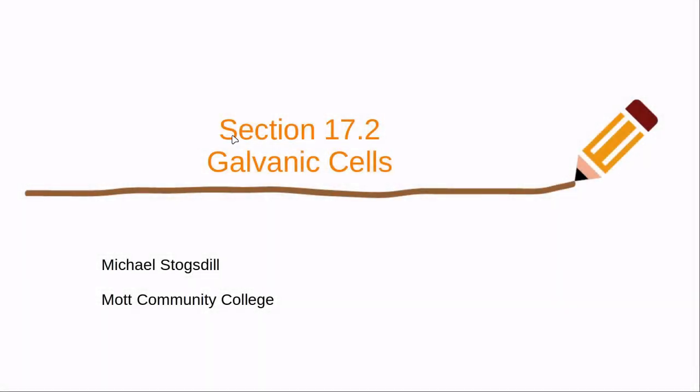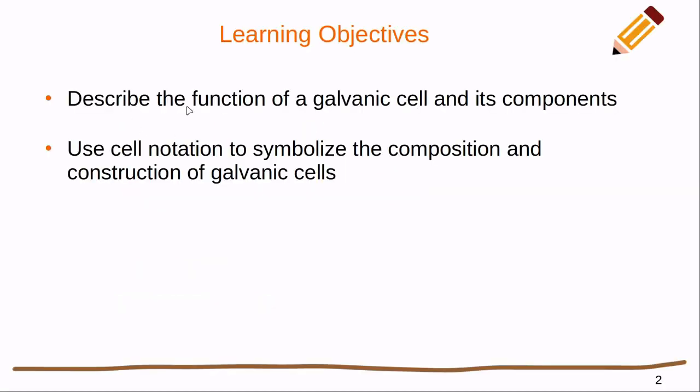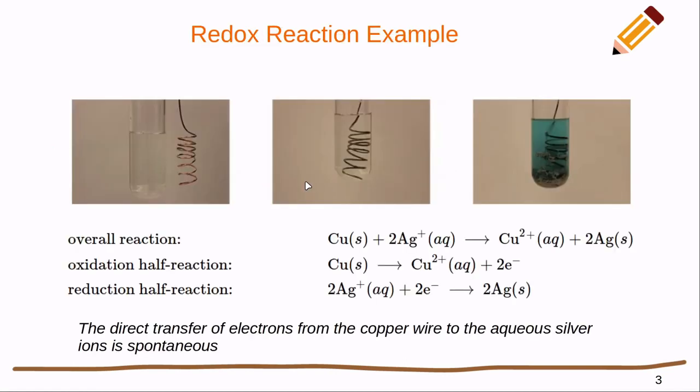Hello everybody. In this video we're going to be covering section 17.2, Galvanic Cells. We're going to describe the function of a galvanic cell and its components, and we're going to use cell notation to symbolize the composition and construction of galvanic cells.